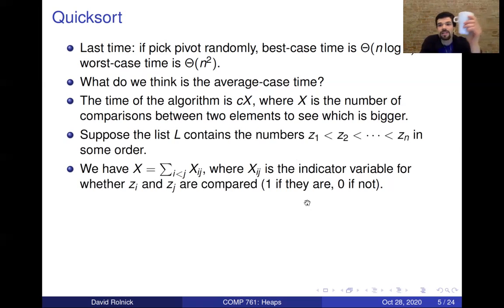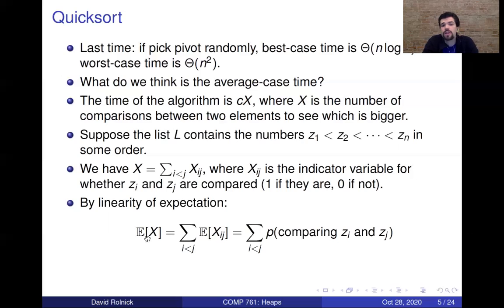Linearity of expectation. Yes. So we've written X, which is the thing we want to get the expected value of, as a sum of some things. So we can express the expectation of X as the sum of the expectations of the individual X_ij. And since these are binary valued variables, they're 1 or 0, each of these is just the probability that these things actually get compared. That's just what the expected value is for something that is either 1 or 0. It's the probability that it's 1.